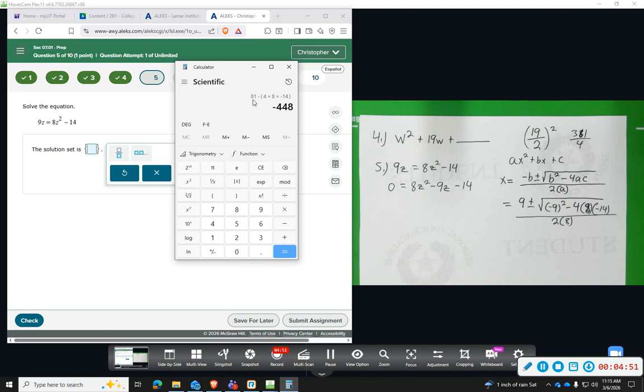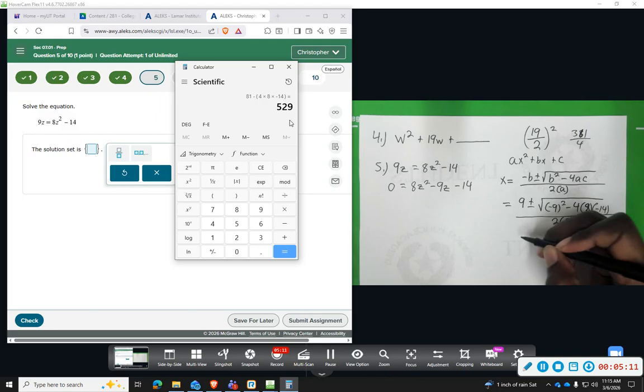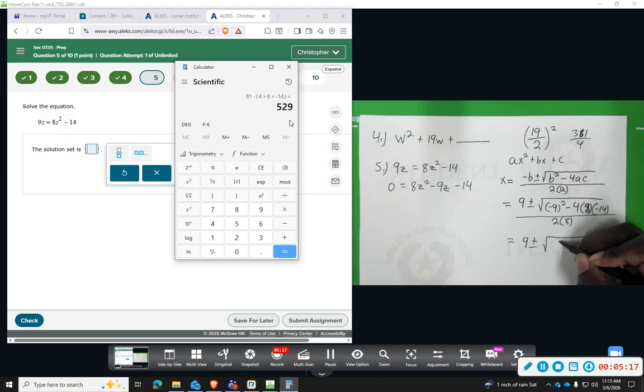So it shows up here 81 minus the 4 times 8 times the negative 14, and that inside is negative 448, but when I hit enter, it does the math. You subtract the negative, it adds it, it's positive, so we get 529. So the part under the square root is 529. This is also called the discriminant. So we have 9 plus or minus the square root of 529, all divided by 16.